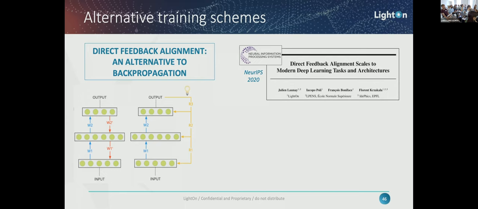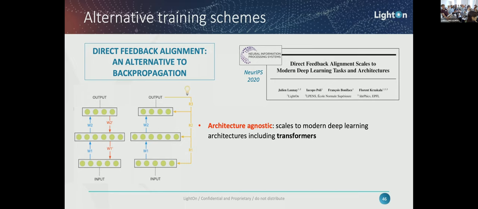And so we did not invent DFA. We took it from the literature, where people thought that it was a toy model that couldn't scale. And actually, we showed that it could scale. It scaled to modern deep learning architectures, including transformers. You can train transformers with DFA, and neural view synthesis, what's called NeRF, NLP, recommender systems, and so on. So all the modern types of architectures can be trained using this DFA scheme.